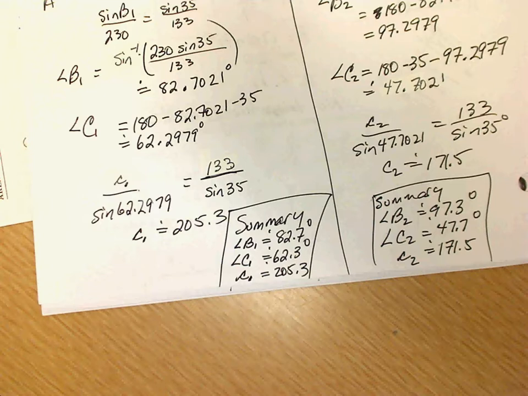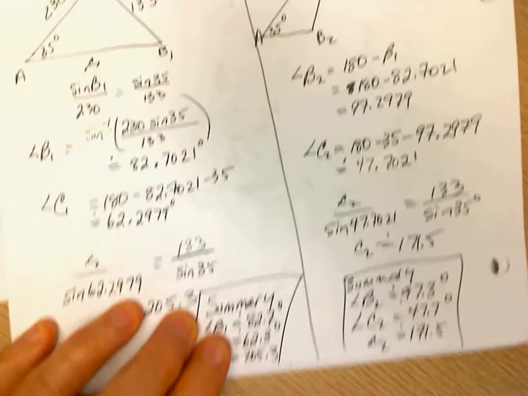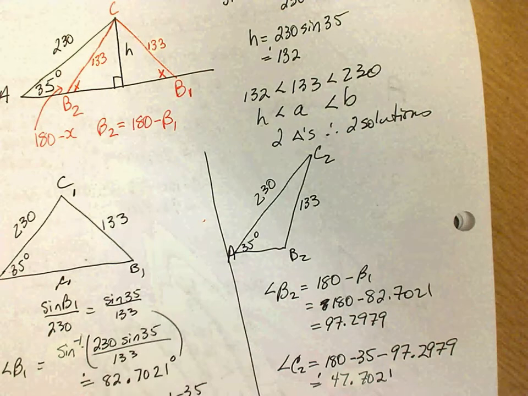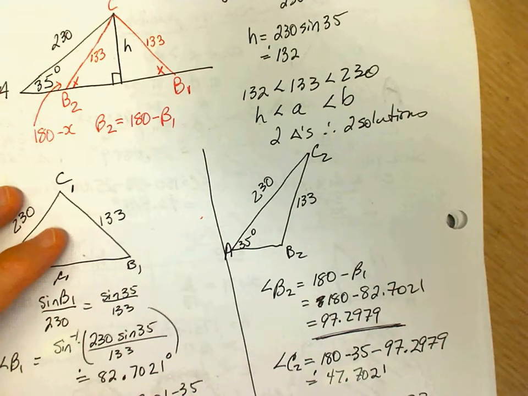Can I answer any questions? So the trick is to get your second B angle, right? It's just realizing that it's 180 minus this.